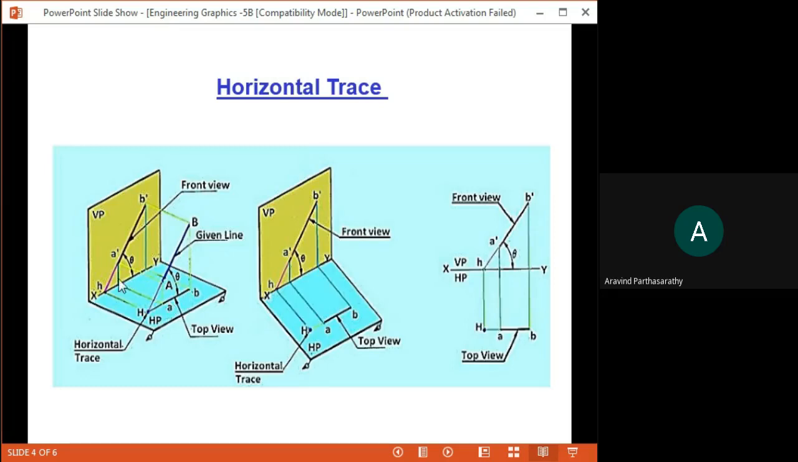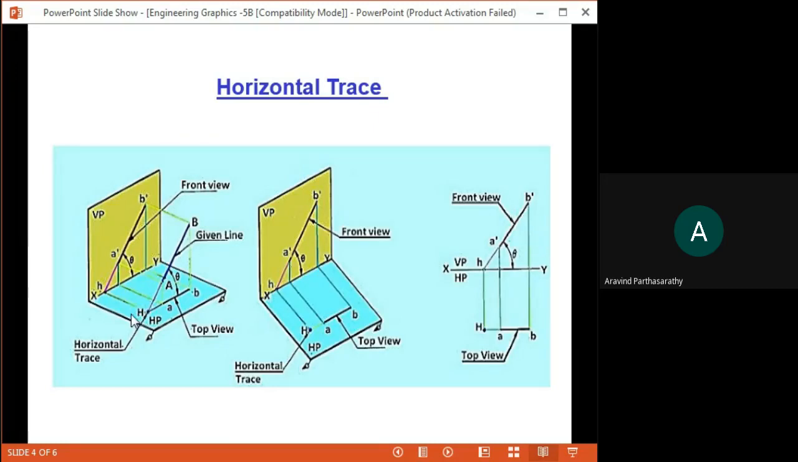Now you are projecting here. This point is A and this point is B, so that is ab, which you can show on the horizontal plane. That is the top view. Now when the given line is extended here, the point H here is our horizontal trace. Because it meets the horizontal plane, it is known as the horizontal trace.